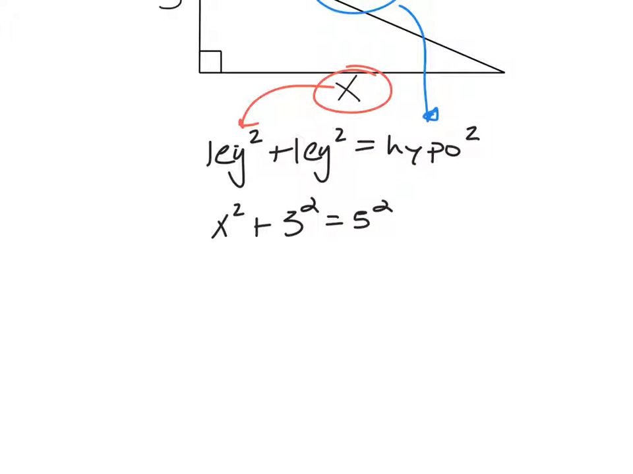From here, I just simplify. x to the power of 2 plus, 3 times 3 is 9, equals 5 to the power of 2. 5 to the power of 2 is 5 times 5, or 25.